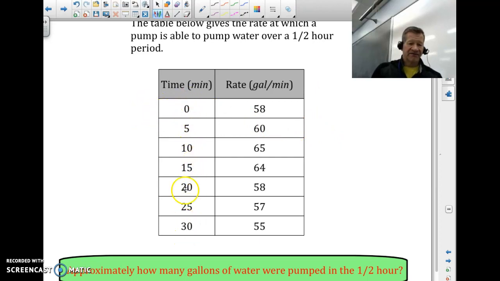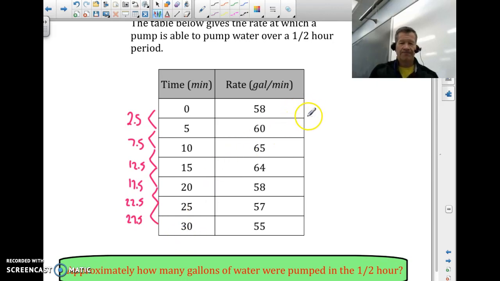If we use intervals of 5, which would be smart because that's how the time is given, I can see that the first midpoint would be at 2.5. Second midpoint would be at 7.5. Next midpoint, 12.5. Then the next one is 17.5. And then finally the second last would be 22.5 and then 27.5. So those are all the midpoints. That's where they occur.